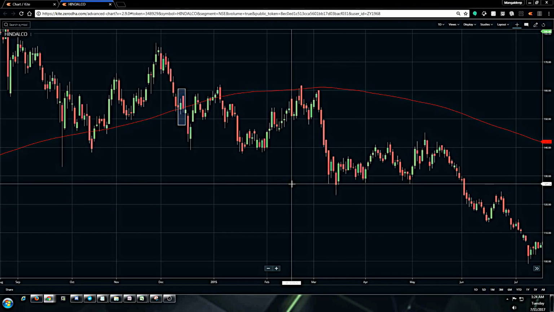So I believe you are clear on the concept of how to trade the 200 SMA, guys. If you have any queries, please feel free to post them in the comment section. I will make sure that I answer your questions. All right, so that's it, guys. Hope you are now aware of the power of the 200 simple moving average and can use it in your favor to make some handsome profits.